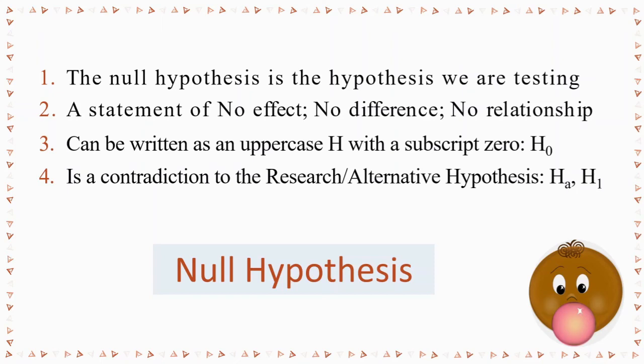Well, we'll do that in a second. Let me continue with the null hypothesis. The null hypothesis can be written as an uppercase H with a subscript 0. A lot of people try to do a little O, but it's actually a little 0. And it's a contradiction to the research or alternative hypothesis.